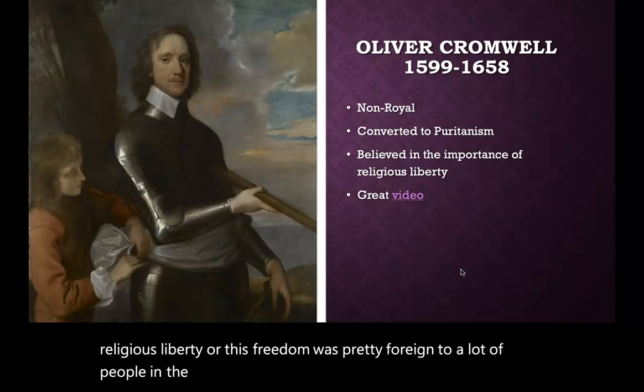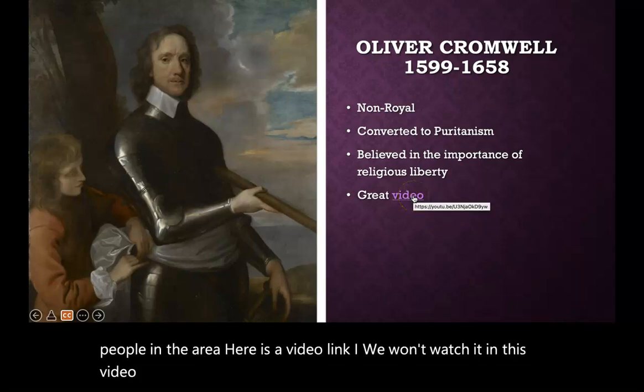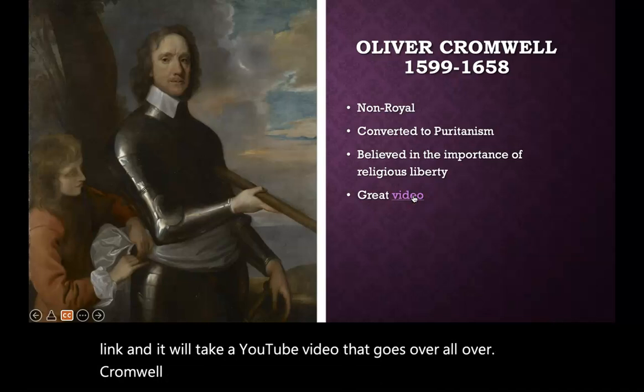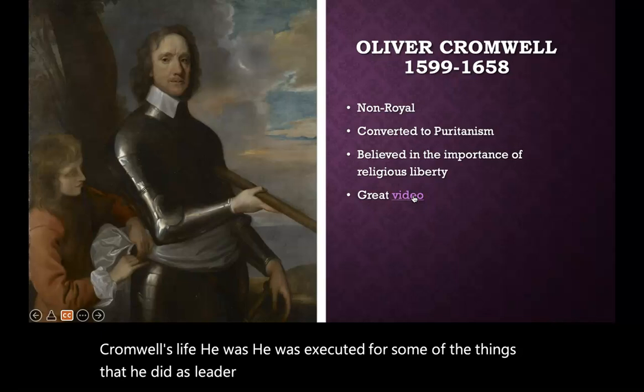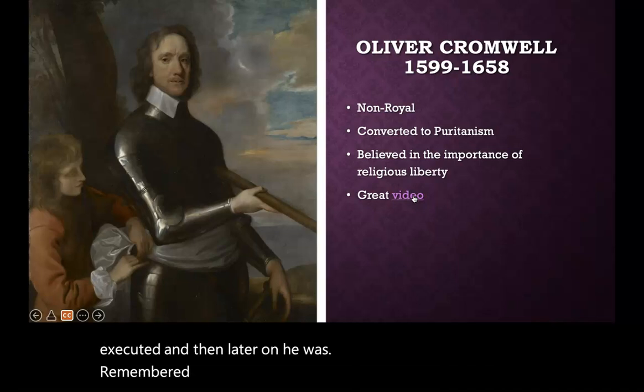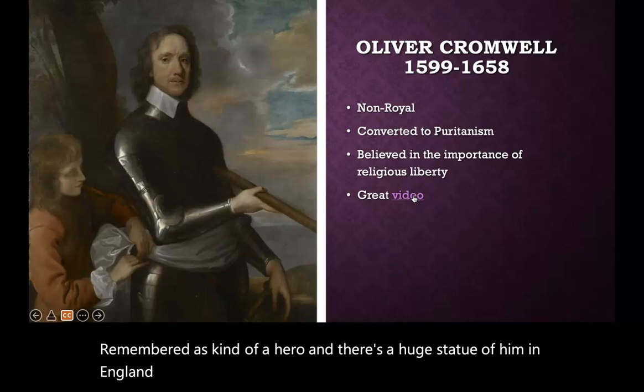So this idea that everyone has religious liberty or freedom was pretty foreign to a lot of people in the area. Here is a video link. We won't watch it in this video, but you can go to the presentation and click on the video link, and it'll take you to a YouTube video that goes over Oliver Cromwell's life. He was executed for some of the things that he did as leader. He ruffled a lot of feathers. Later on, he was remembered as kind of a hero, and there's a huge statue of him in England. So he's respected now, but he wasn't always respected.